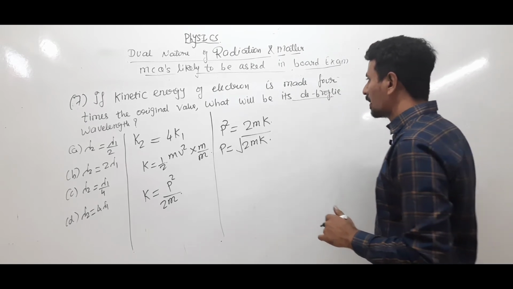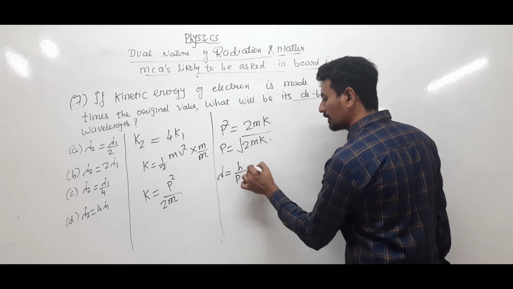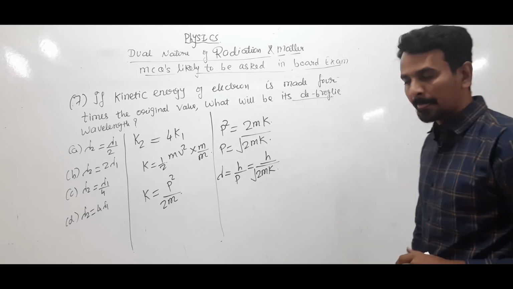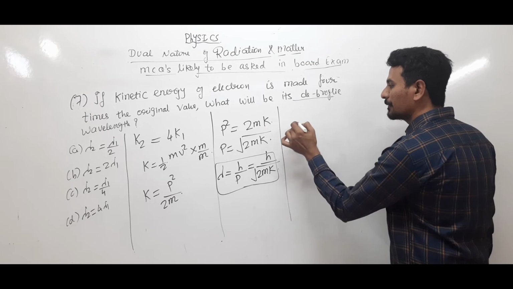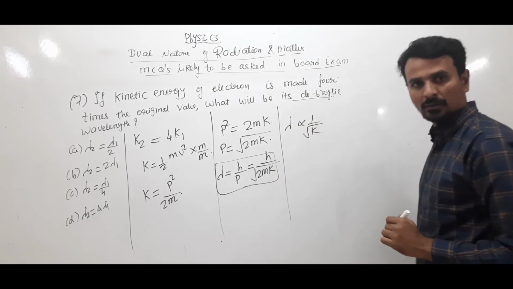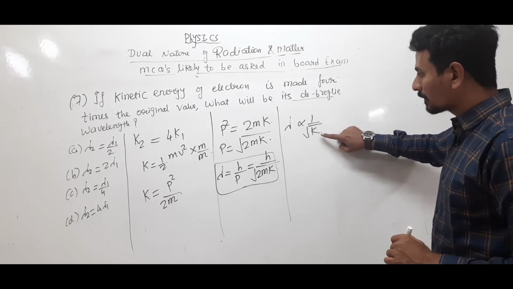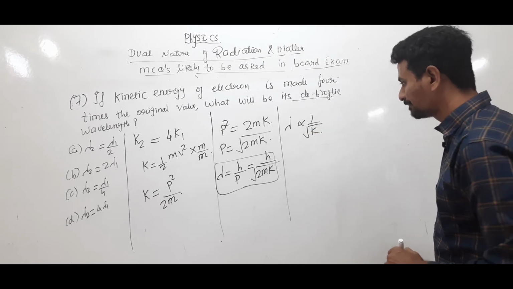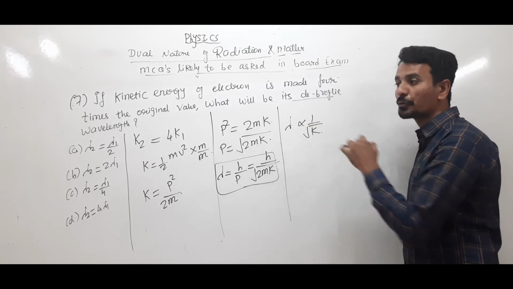Now what are the changes in de Broglie wavelength? De Broglie wavelength lambda is h by p, so that is h by root of 2mK. From this equation we can say that wavelength is inversely proportional to root of kinetic energy. The kinetic energy is made 4 times, so wavelength will decrease by 2 times, as it is inversely proportional to root of kinetic energy.